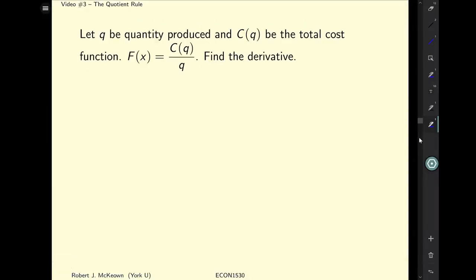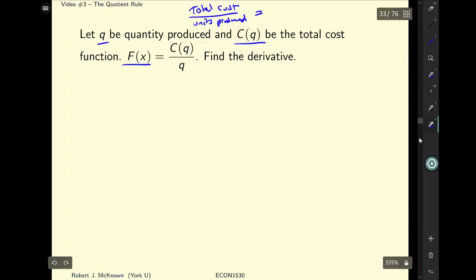Let's take a look at this expression here. We've got an economic problem. So we've got a quantity Q and a total cost function C of Q. And we've got this combined function big F of x, which is equal to the total cost divided by units produced. What's that equal to? It's equal to the average cost.